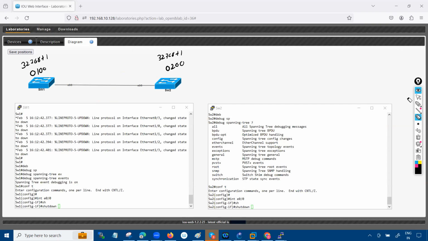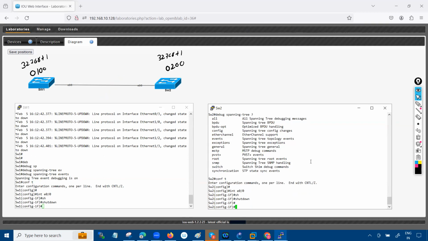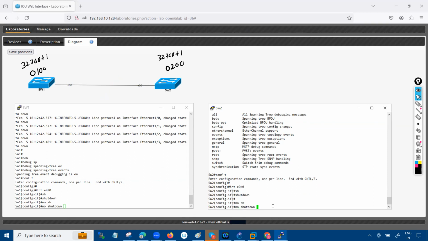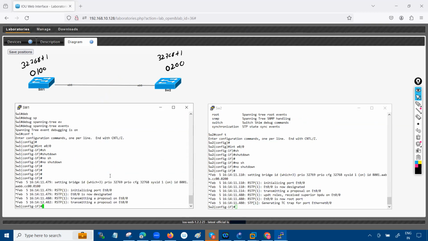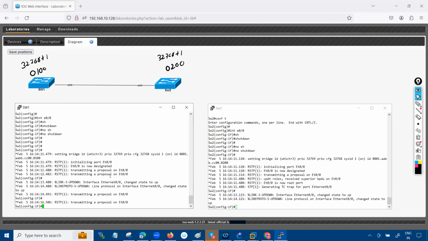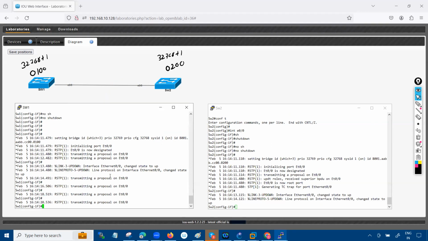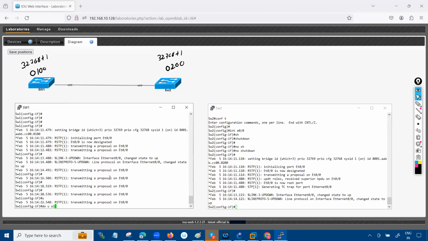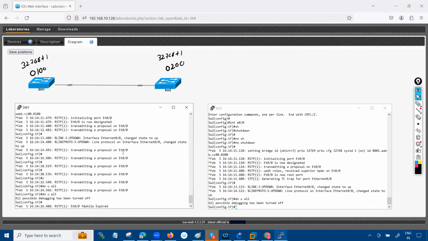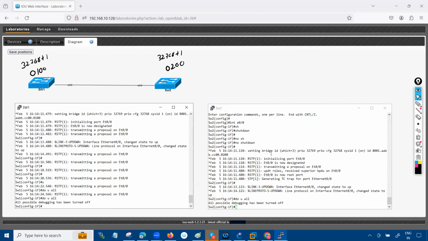What happens if I bring up this port now? Have a look. Sorry, I need to put no shutdown. No shutdown and no shutdown. Hit enter, hit enter. Done. So if you see that, what happened once I put the no shutdown command?